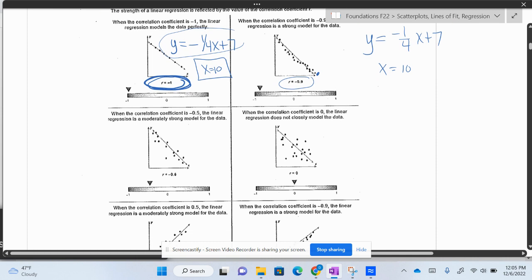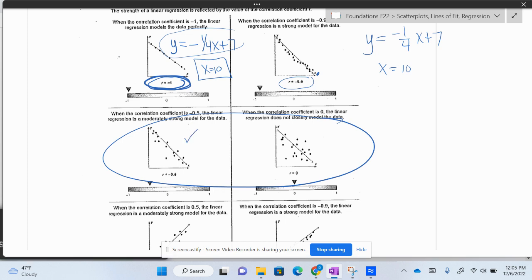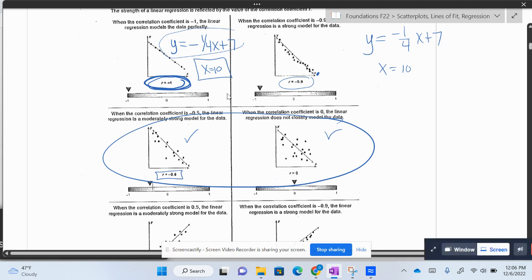So do you think that you would have a better chance of making a prediction with an equation from this graph or from this graph? From the first one, because first of all, it has a stronger correlation coefficient. It's 0.6, even though it's negative, where this one is 0, no correlation at all. And secondly, you can see that they've drawn a line through there. Those are called trend lines.